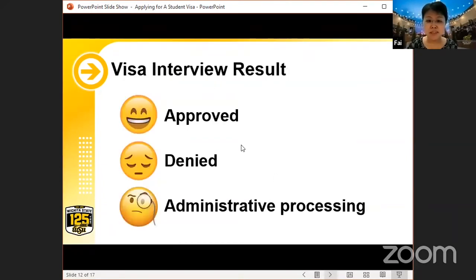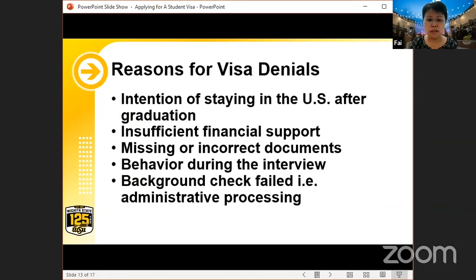And then, visa results. Of course, it's great if you're approved, but what if you are denied? So what are you going to do? And also, there is a situation called administrative processing, when the visa officer will keep your passport, and they won't tell you if you are denied or if you are approved. All you can do is just wait. Now, a reason for visa denial is that you show intention to stay in the US after graduation. That's why I said never talk about wanting to stay in the US and work after you graduate.